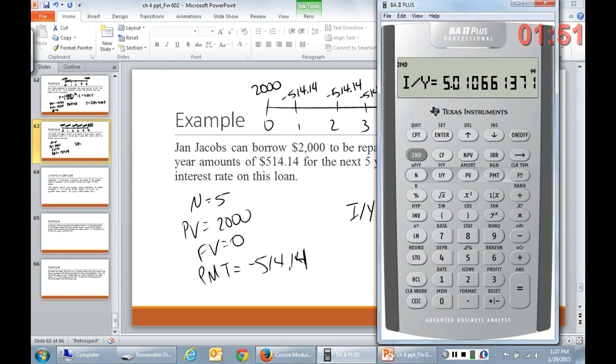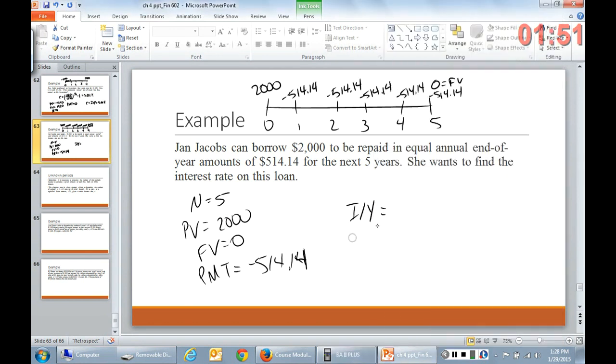So clear your time value of money. N is 5. Present value is 2,000. Future value is 0. And she's making payments of $514.14. Put that as a negative and compute the interest rate. And you get 9%.